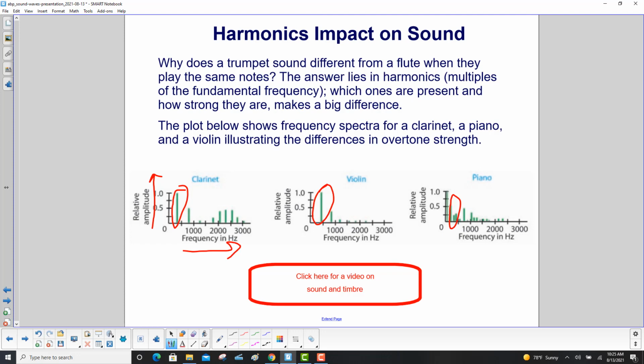The clarinet looks very similar to the violin here, but has many more higher frequencies that have a certain amplitude that you can hear. And the piano is way spread out, but it has a whole bunch of little amplitudes with a bunch of different frequencies. So that's why, one of the reasons, they sound very different.